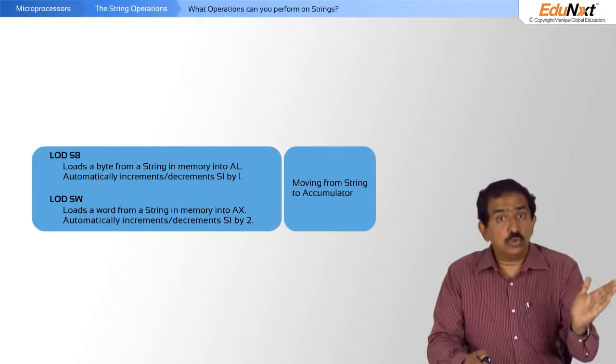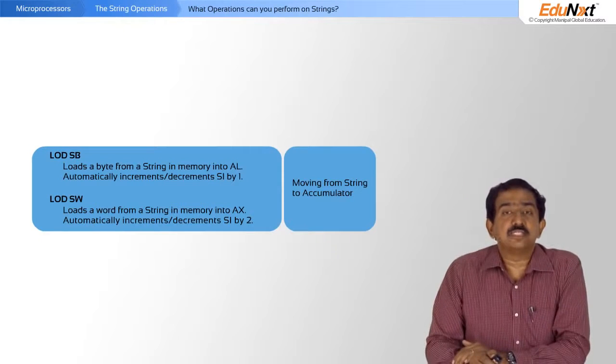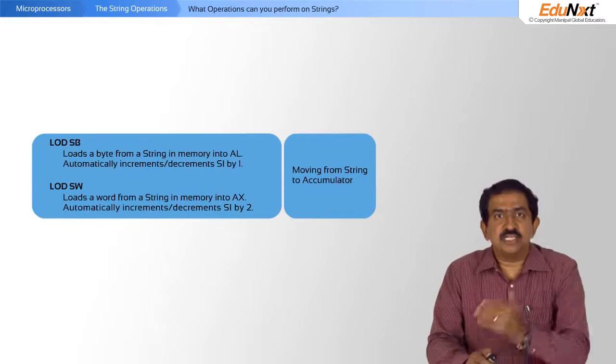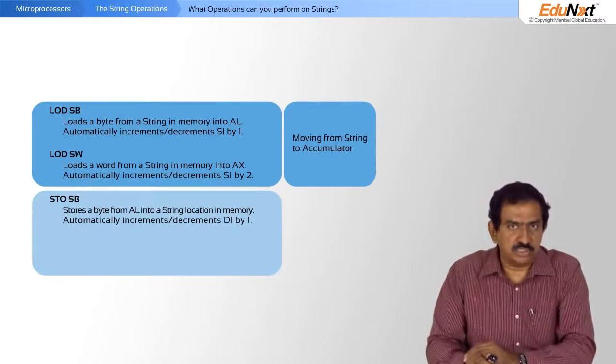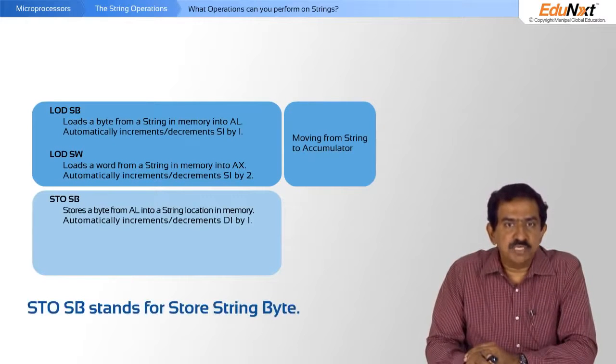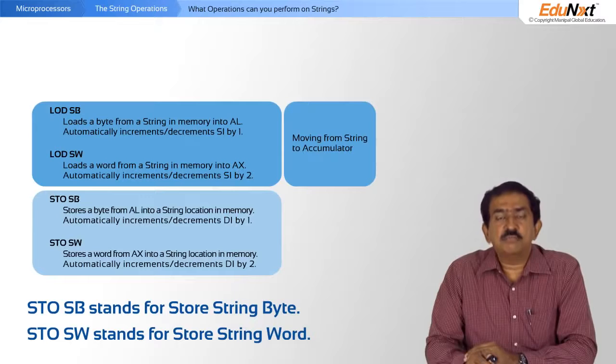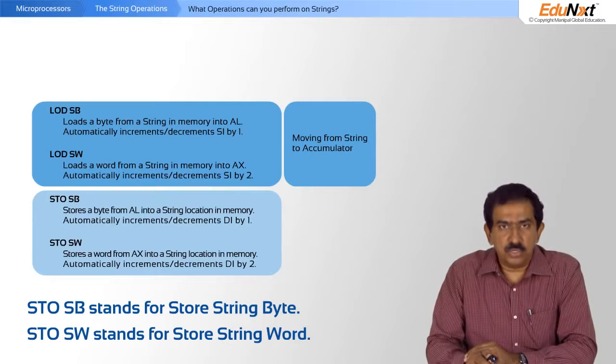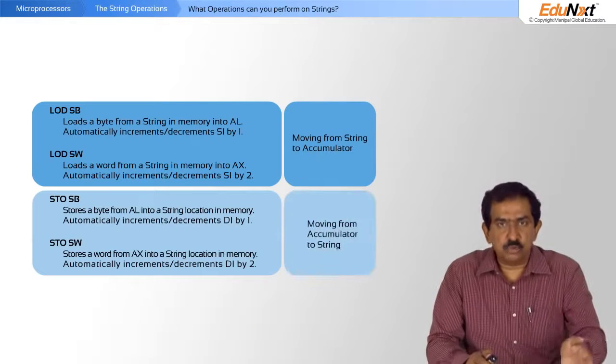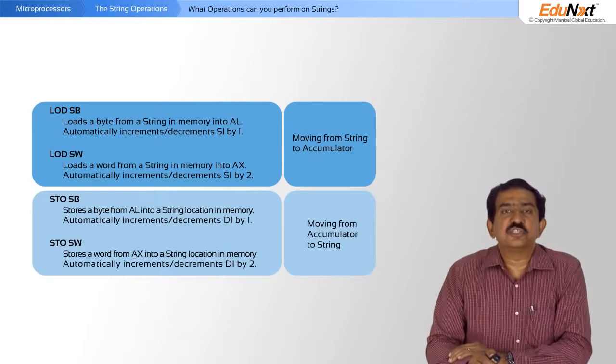Similarly, you can store from the accumulator into the string location. So that is STO, which is the store instruction. STOSB and STOSW perform the same things for byte and word, store from accumulator into string memory locations.